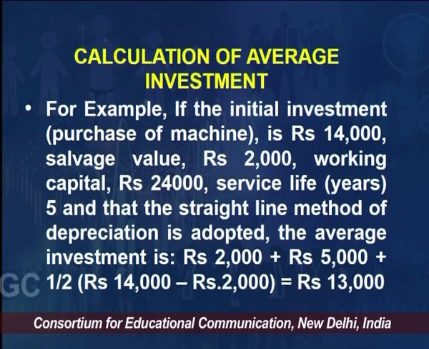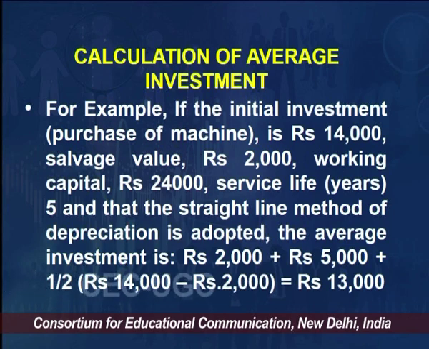So, here if I take an example, the initial investment, which is the purchase price, is 14,000, salvage value is 2,000, working capital requirement is 24,000, the serviceable life of the project or the machinery is 5 years, and the method used for depreciation is straight line. So, what would be the average investment? If you remember, the formula is we add up what?